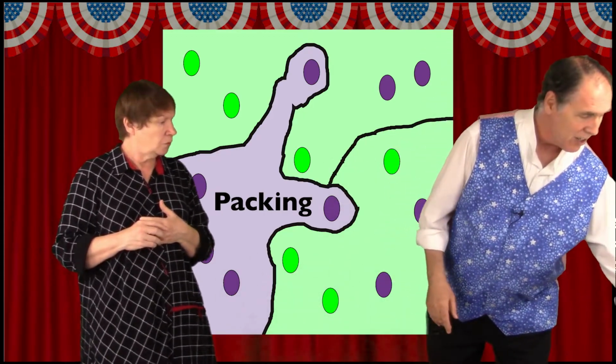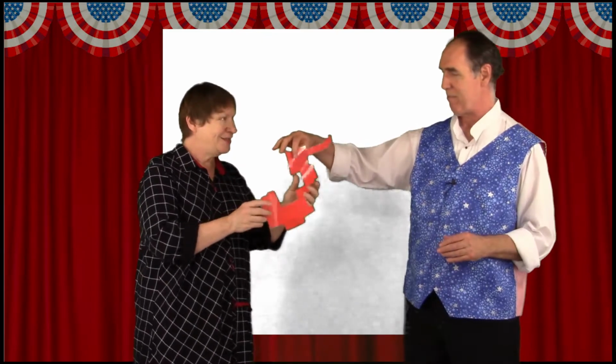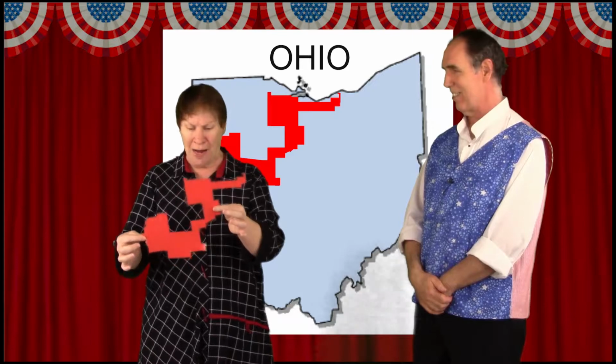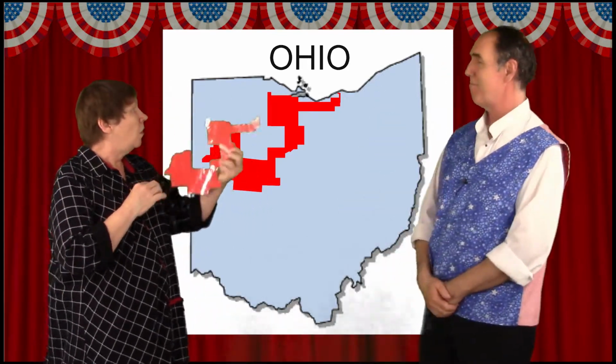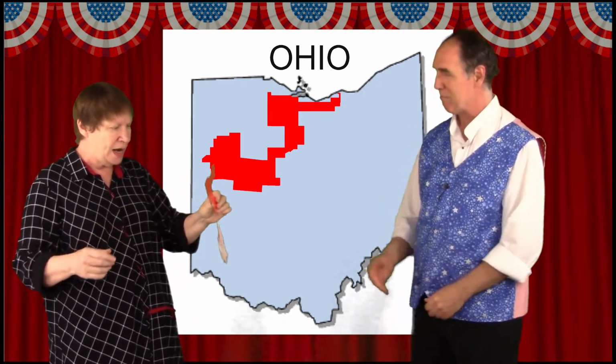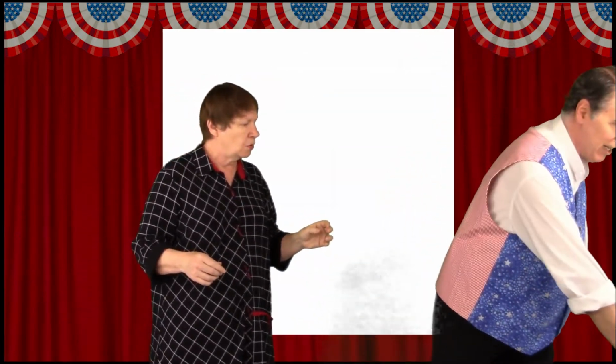Well, check out this shape. Is this a real district? That's a real district. This is the shape of a real district. As a matter of fact, this is the 4th district in Ohio. Whoa, this is in Ohio. Isn't that just weird? Really strange. Okay, well, try this one.